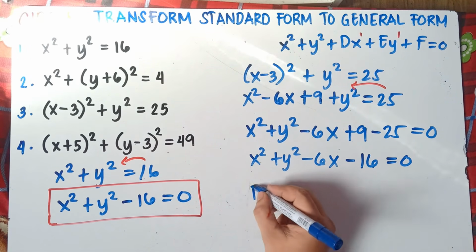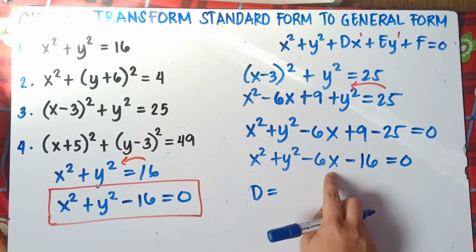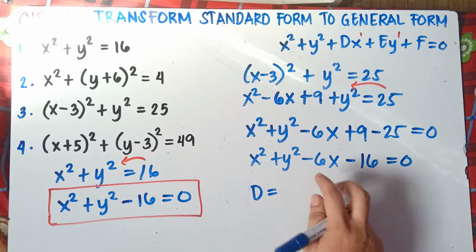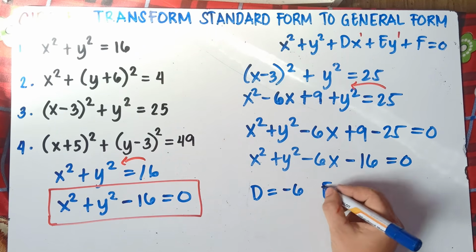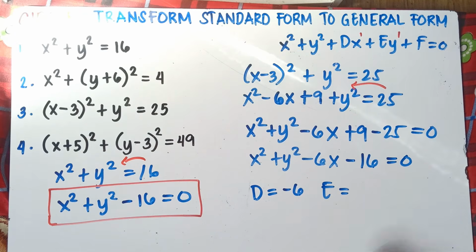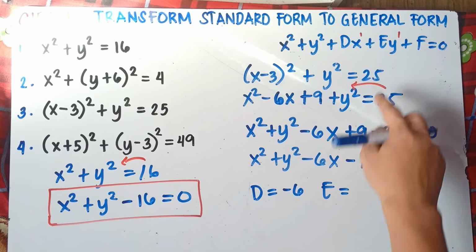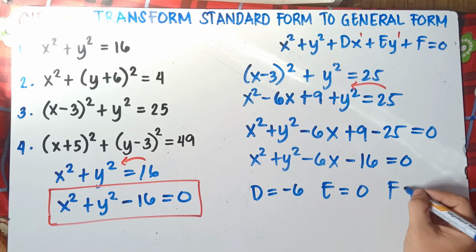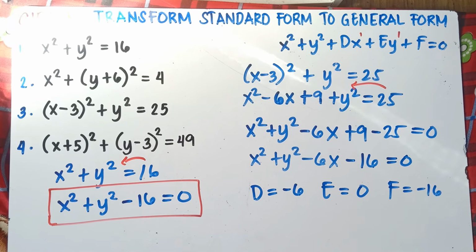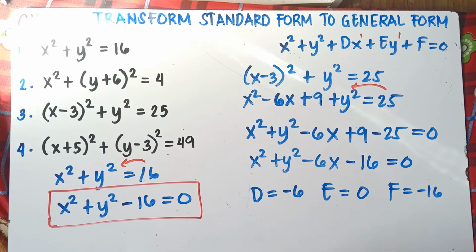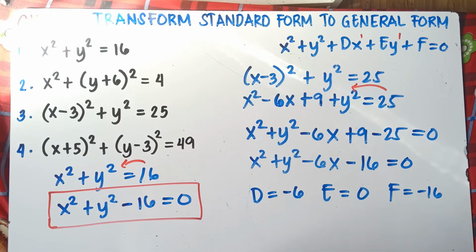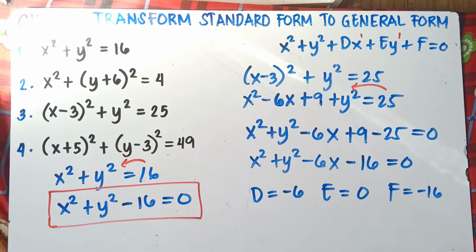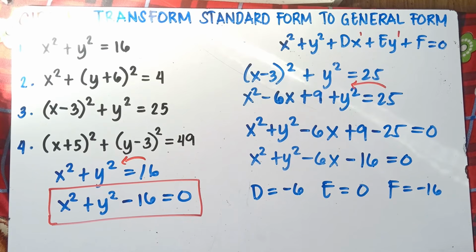So our d is beside x with exponent of 1, so our d is negative 6. Our e, do we have it here? A number together with y with exponent of 1? Nope, we don't have it here. So our e is 0 and our f is negative 16. That's it, class. That's the answer for number 3. Easy, right? So let's try number 4, last one.